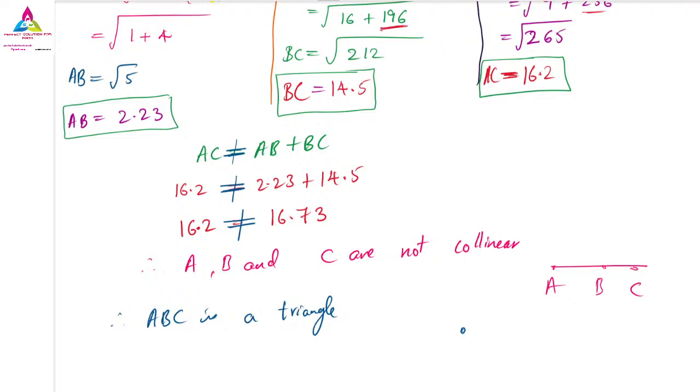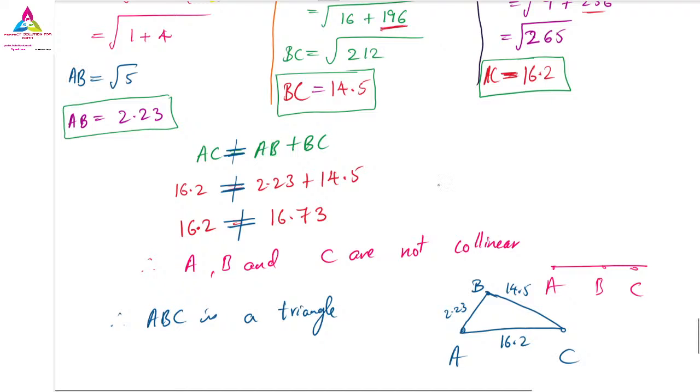Because A and C is here, that value is 16.2. BC is somewhere, B value is somewhere here. That value is 14.5 and AB value is 2.23. So obviously it is a triangle, it is not collinear. So like this way you have to find whether it's a triangle, whether it's a quadrilateral, whether it's anything else.